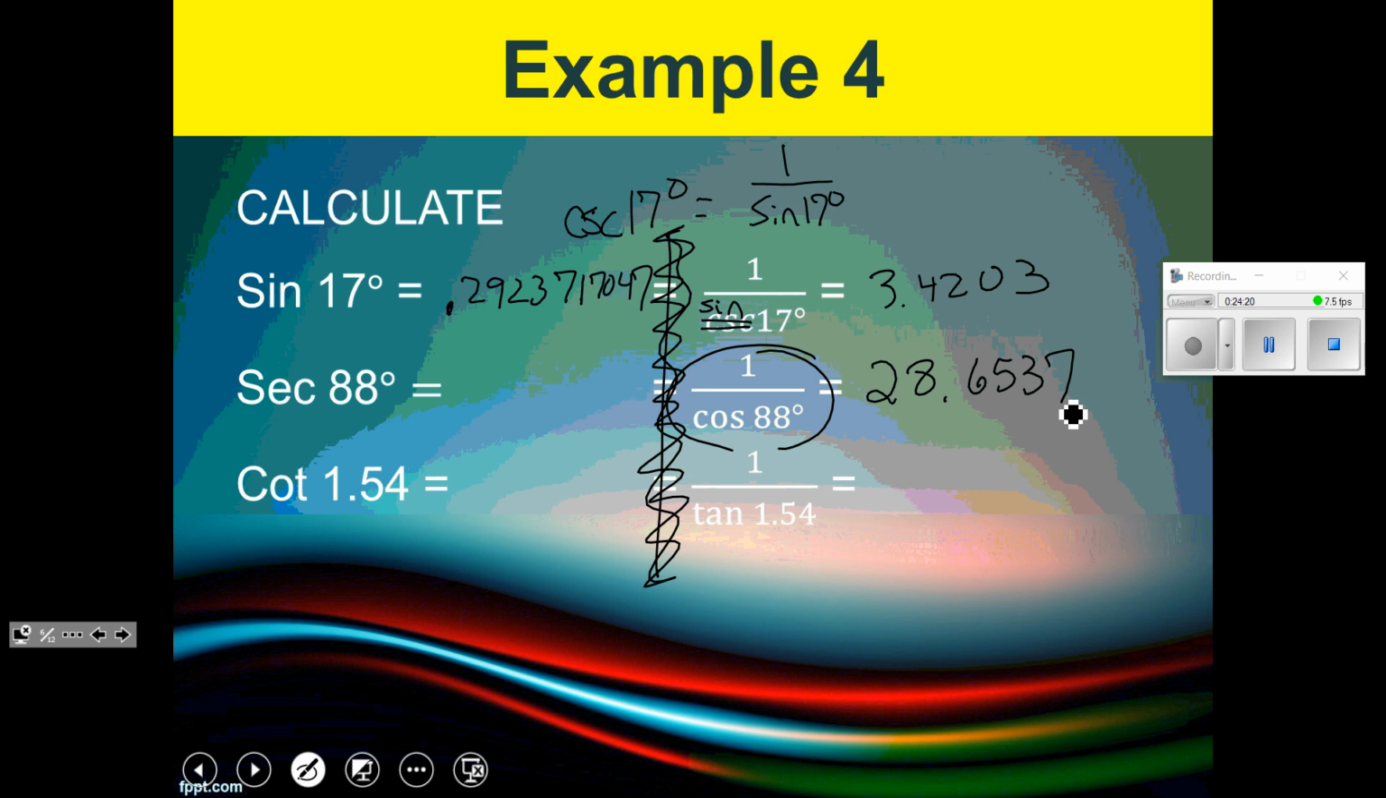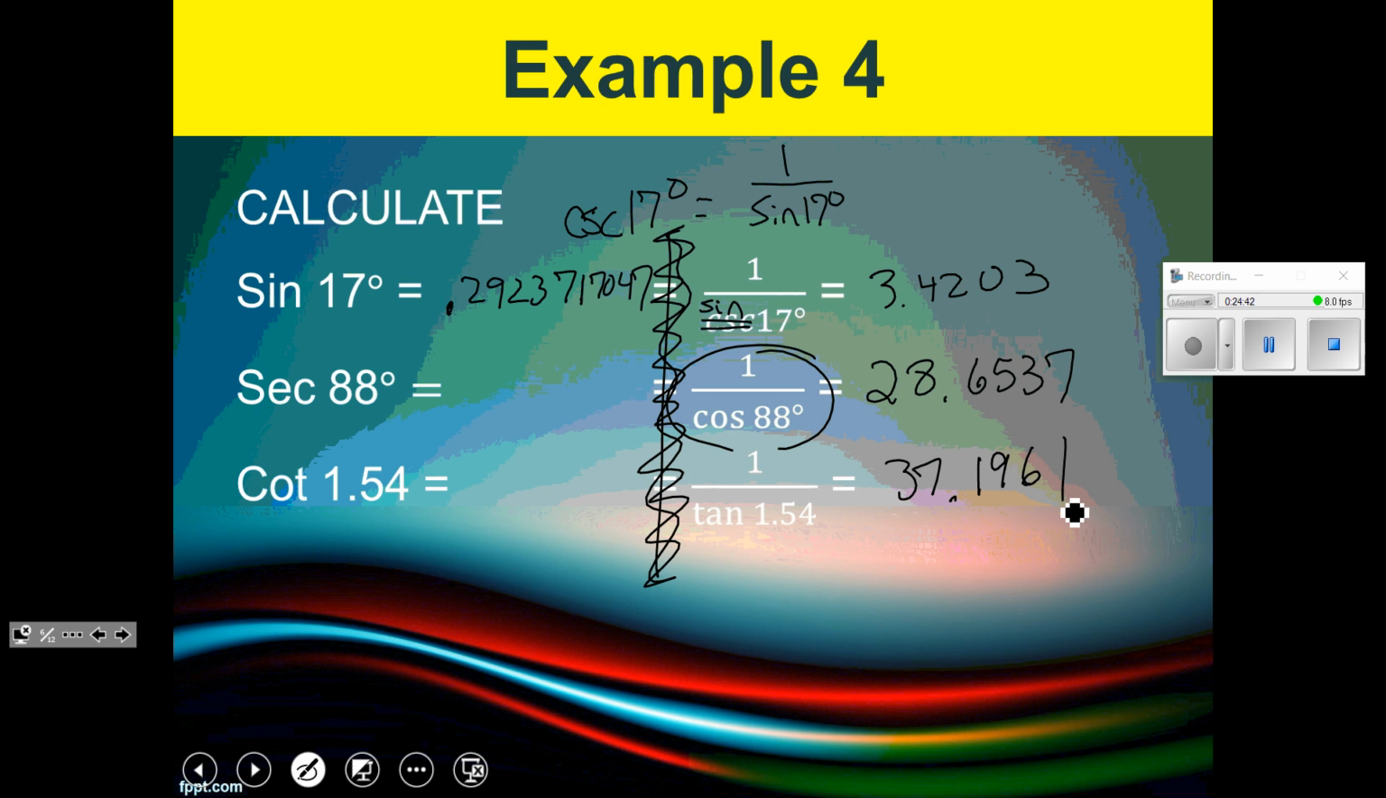Again, if I want to know the cotangent of 1.54 degrees, I can't put in cotangent, but I could put the reciprocal of that, which would be 1 divided by the tangent of 1.54, which is going to equal what? 37.1961 if you rounded it.